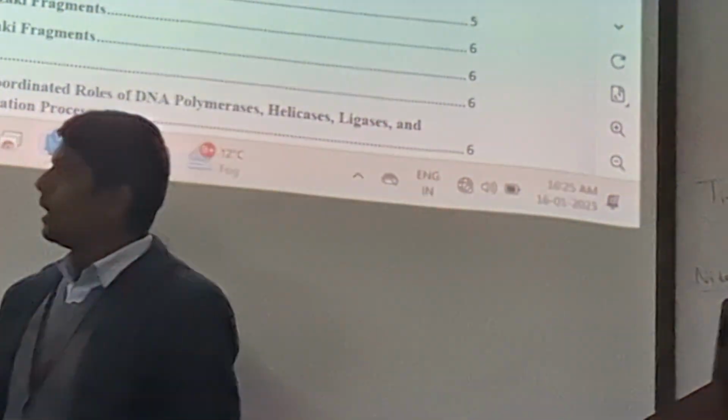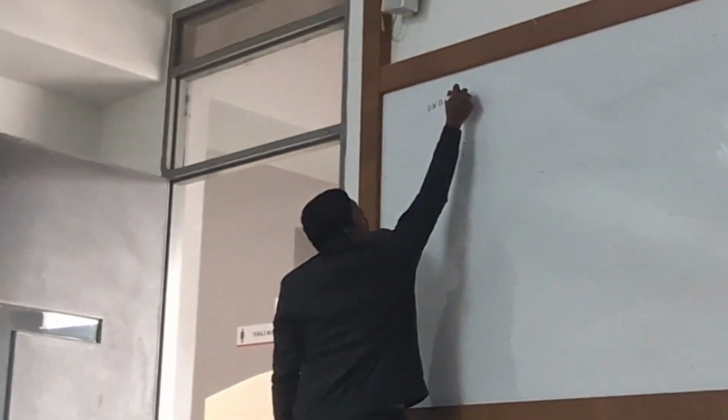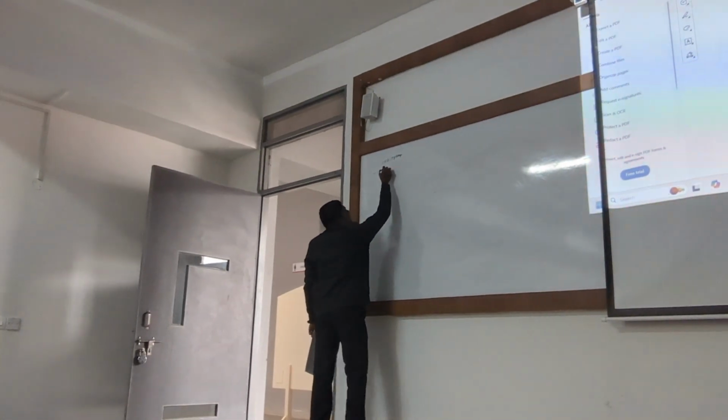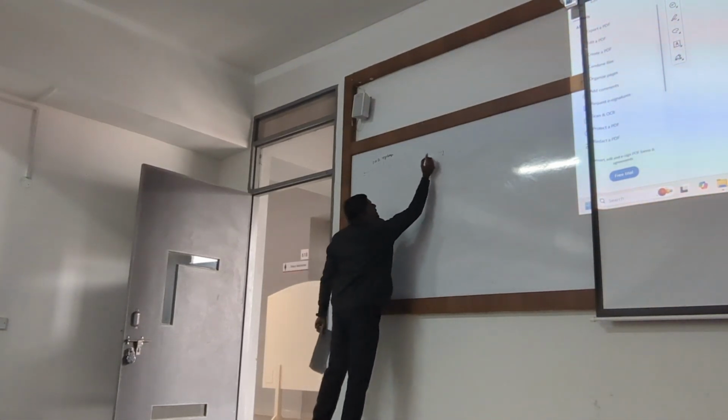So let us try to understand the division of the last lecture. That is DNA replication, right? What are the major steps in DNA replication? DNA replication has 5 steps in my knowledge. Am I correct? Yeah. What are the 5 steps we have?